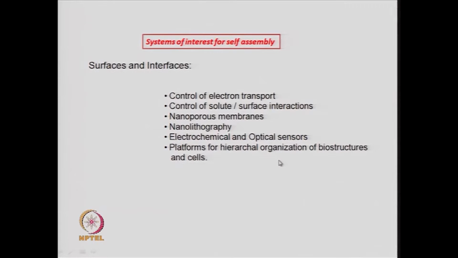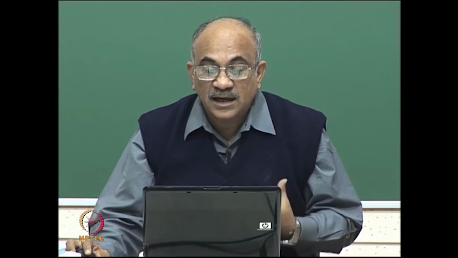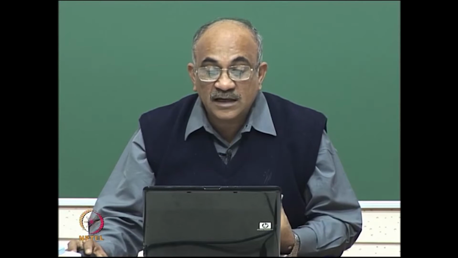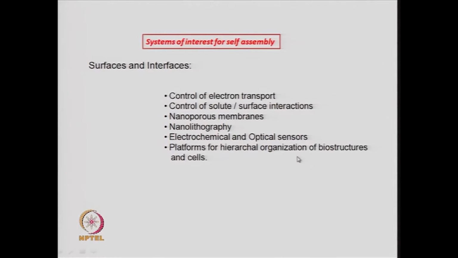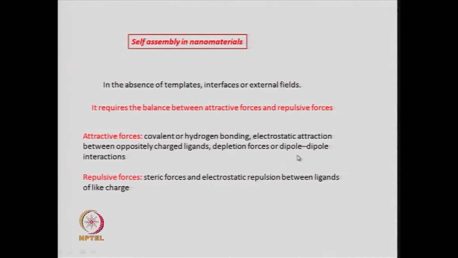So, from the simplest DNA and RNA, etc., how you can get to cells and then organelles and the whole system. So, self assembly is used as a platform for this kind of organization of biostructures and other cells. Now, in the absence of templates or interfaces or external fields, how do you get to have self assembly?